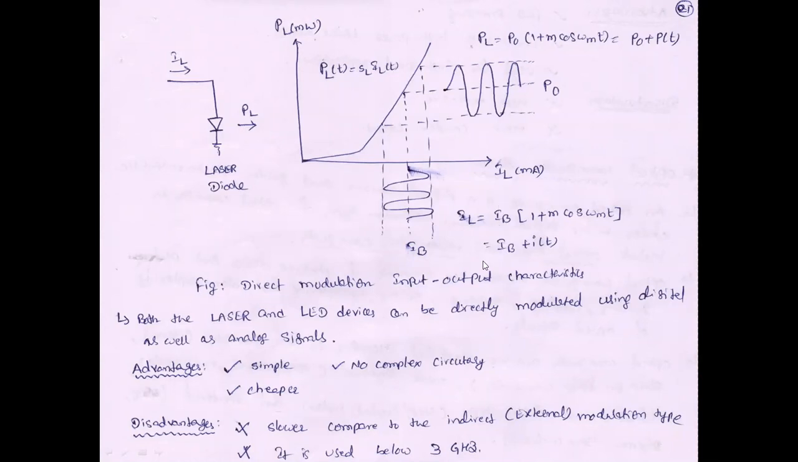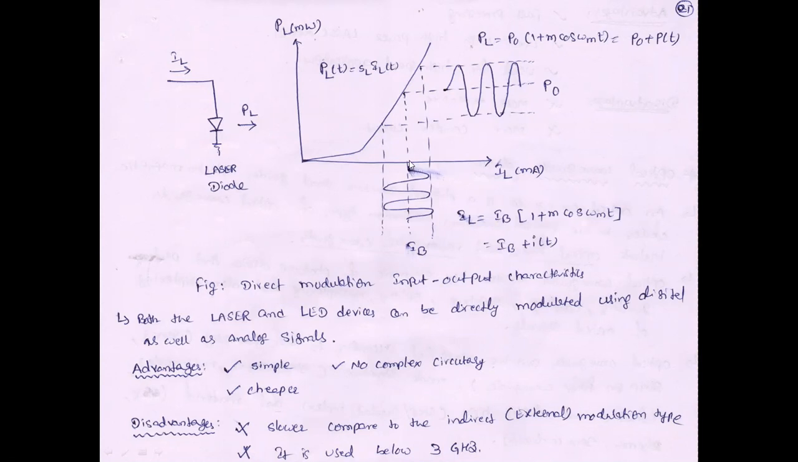Based upon the amplitude modulation technique, you know the general formula of amplitude modulation. That is IL, which is equal to IB into 1 plus m into cos of omega mt. Here what is m? Modulation index. For simplification purpose, we can use IB of m into cos of omega m of t equal to I of t.